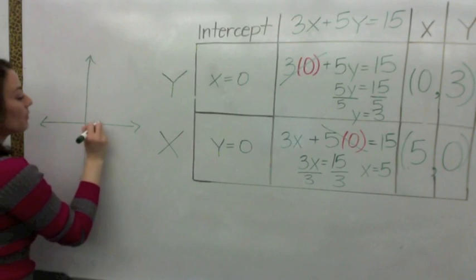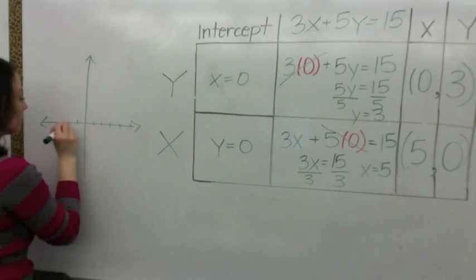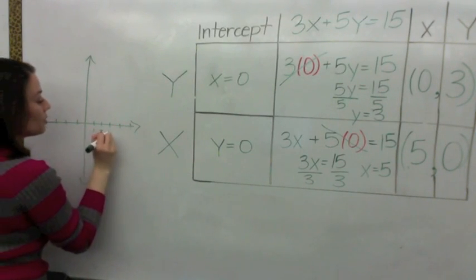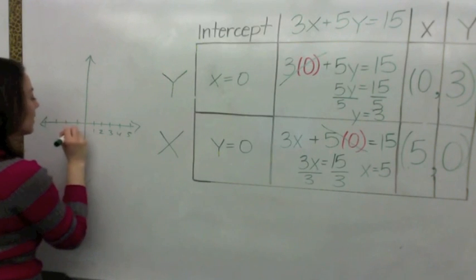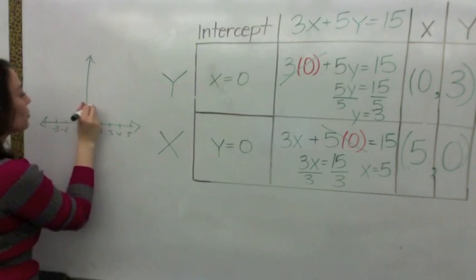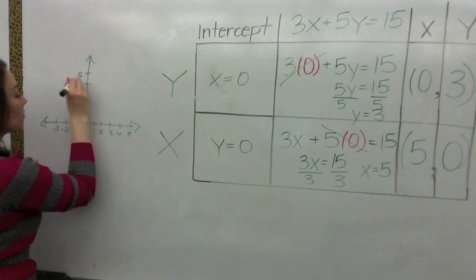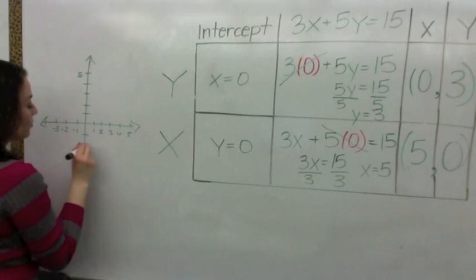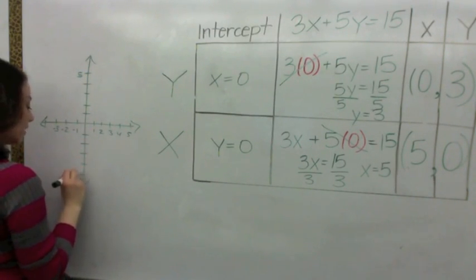I'm going to go ahead and label this. We have 1, 2, 3, 4, 5, -1, -2, -3. I'll stop there. Then you have 1, 2, 3, 4, 5 in the positive direction, and -1, -2, -3, -4, -5. All right, here we go.